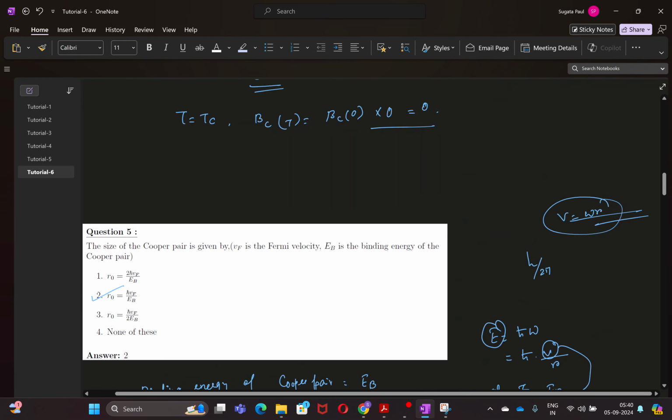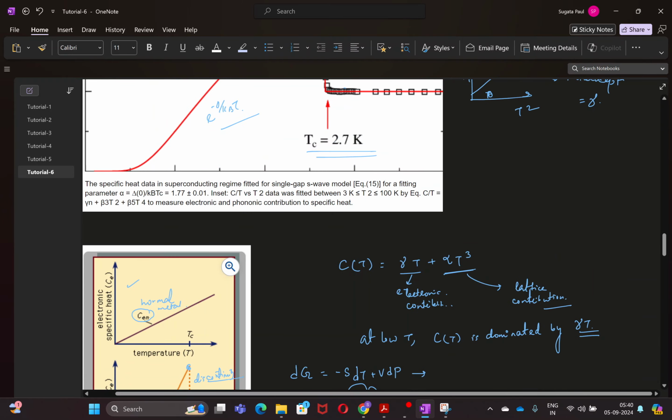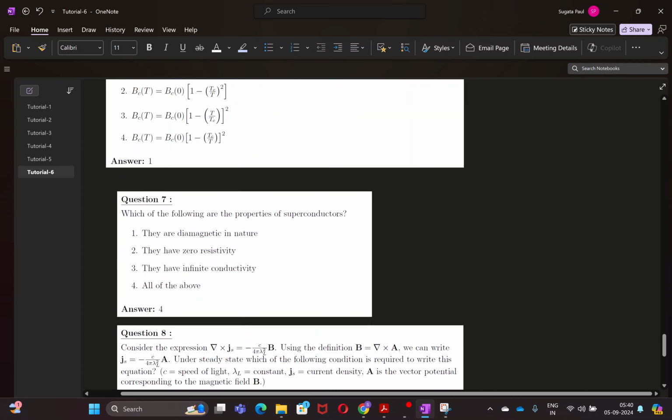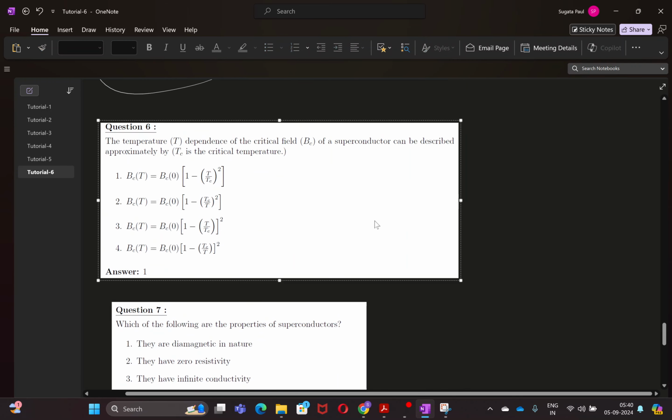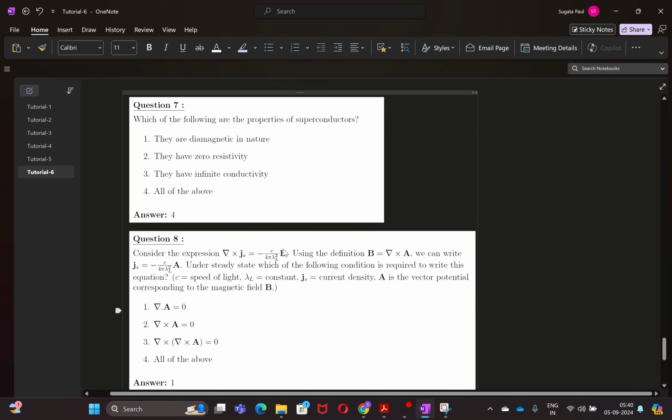Right, so 1 second. We had 5 and 6. Okay, so 6 was already repeated. So 6 is already done, so we don't need to repeat this question. 6 is done. We start from 7.